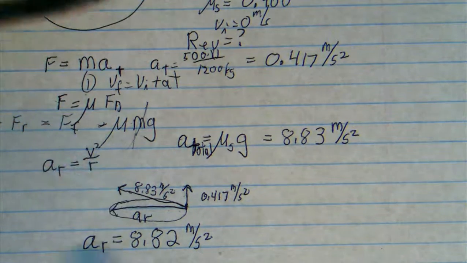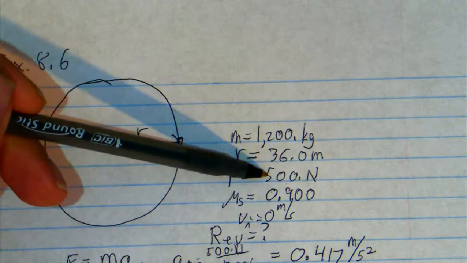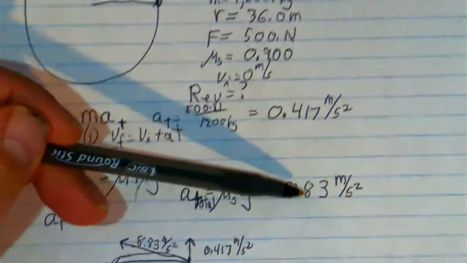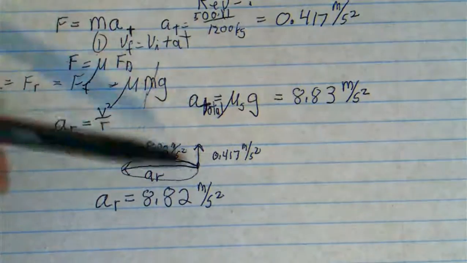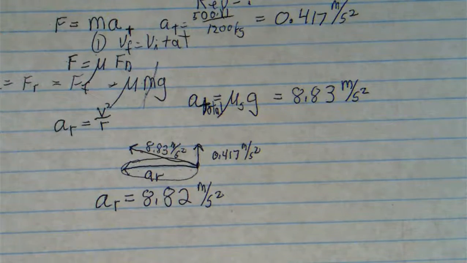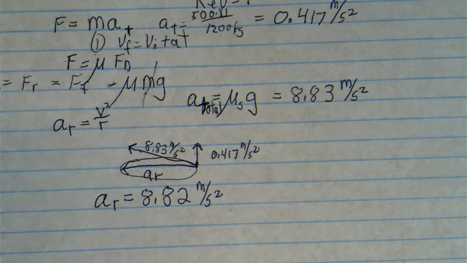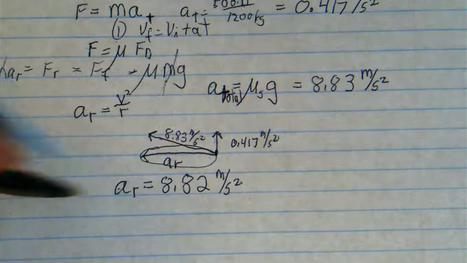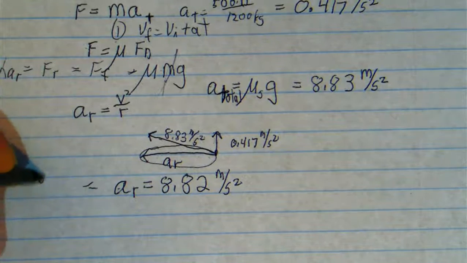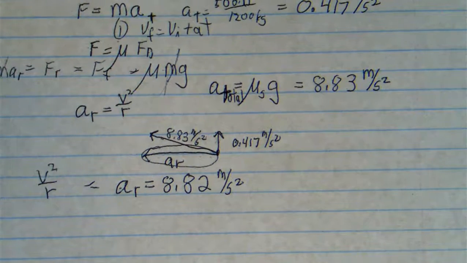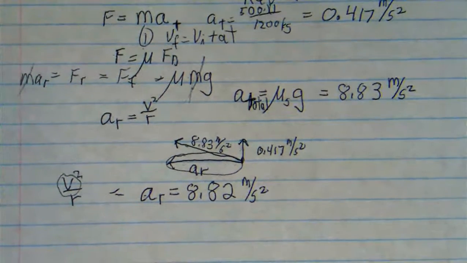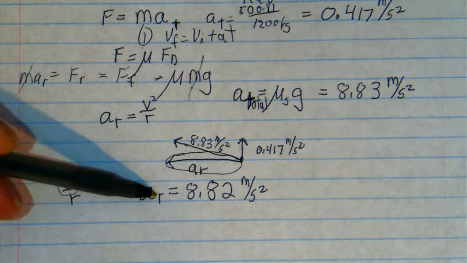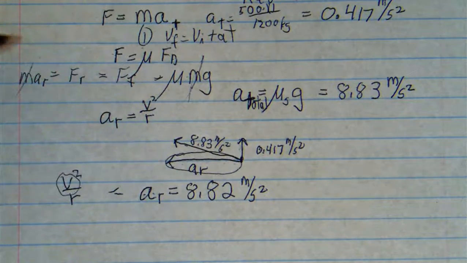Okay. So it's only because we randomly had a small force being applied that the difference is relatively small. But it is there. And so now we have the correct value for the radial acceleration to solve for in this problem. The radial acceleration is v squared divided by r. I can now solve for the tangential speed at which the radial acceleration will be 8.82 meters per second squared.